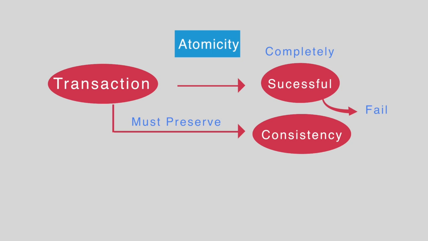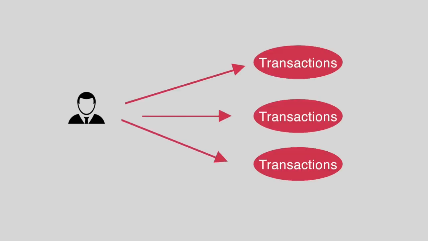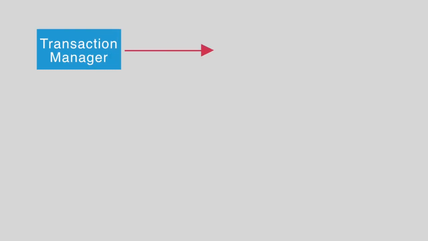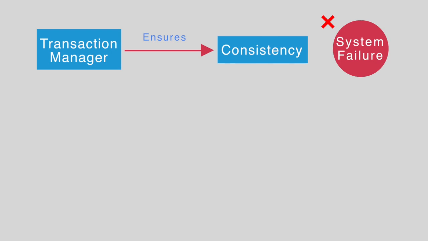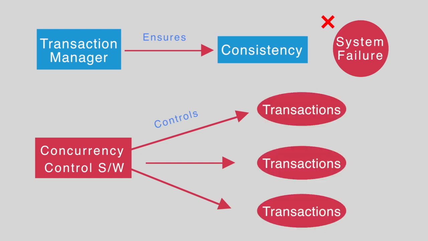After successful execution of a transaction, the database must preserve the new account balance irrespective of system failure, which is called durability. And also, even if a number of transactions are executing concurrently, each transaction should execute independently. It is called isolation. These atomicity, consistency, isolation, and durability are called ACID properties. Transaction Manager. It ensures that the database remains in a consistent or correct state despite system failures and transaction failures. Concurrency Control Software. It controls concurrently executing transactions.